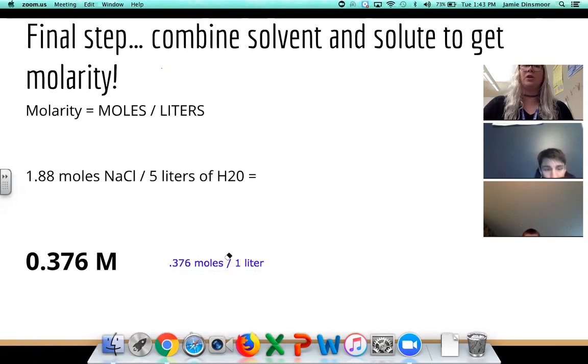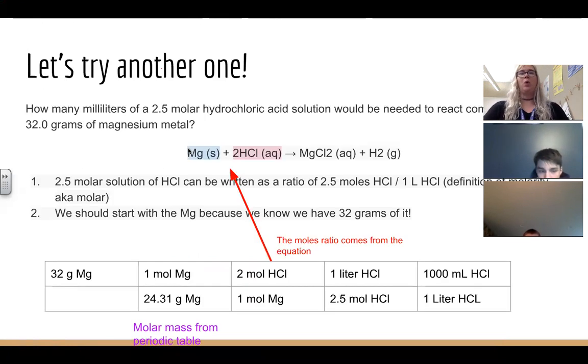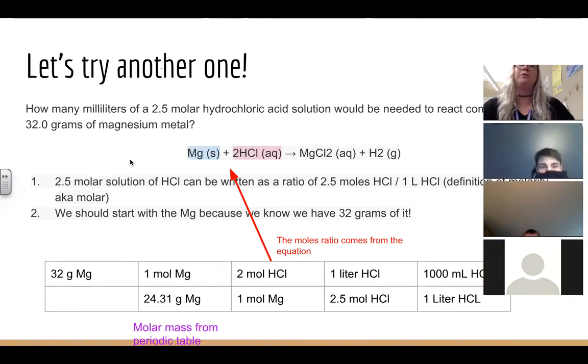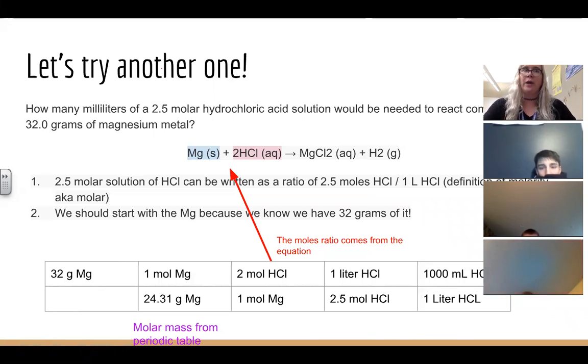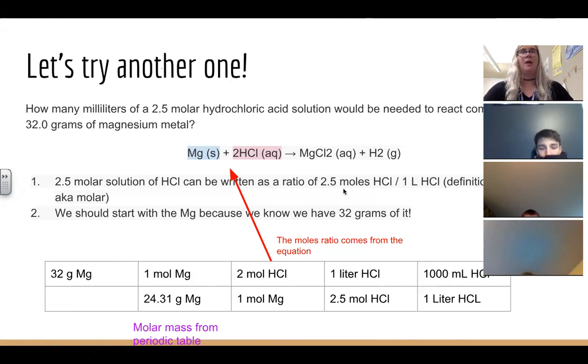Now, of course, most questions are not going to be that easy. They're not going to give you moles and liters, or, you know, they'll make you work for it a little bit. But this is more of the type of question that you'll see in the class. So, how many milliliters of a 2.5 molar hydrochloric acid solution would be needed to react completely with 32 grams of magnesium metal? And then they'll give you an equation, right? So this is more along the lines of what you're going to see.